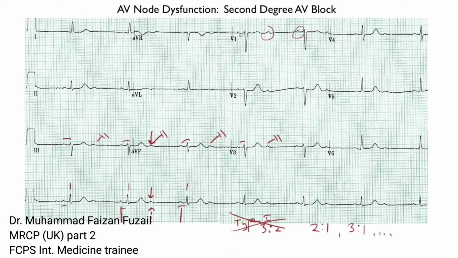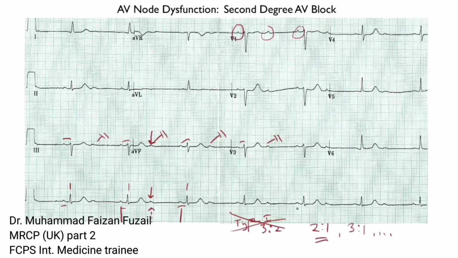Now a lot of people will immediately say, well, this is type 2 because it's 2 to 1, and they'd be wrong because 2 to 1 is neither type 1 nor type 2. The reason is you really don't have two PR intervals in a row that you can tell whether the PR is getting longer or shorter. You only have isolated ones.